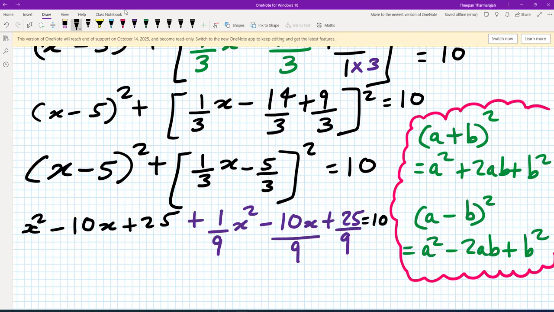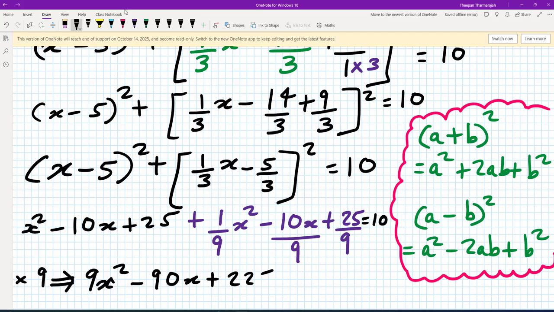So what I'm going to do here now is to times everything throughout by 9. So we get 9x squared minus 90x plus 225 plus x squared minus 10x plus 25, and all of that is equal to 90.